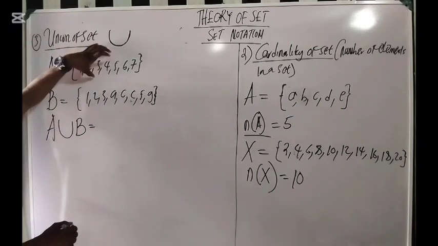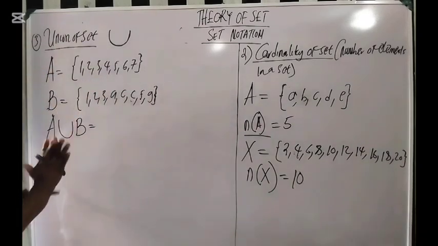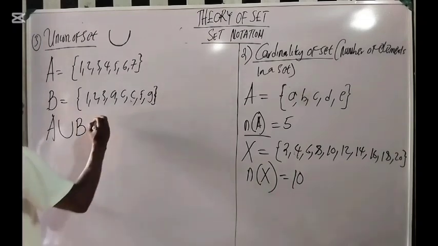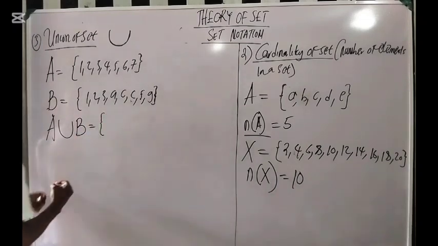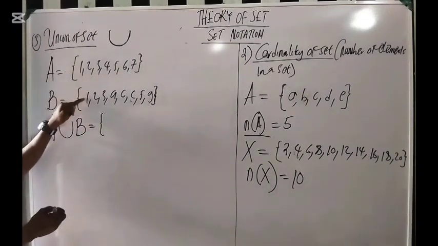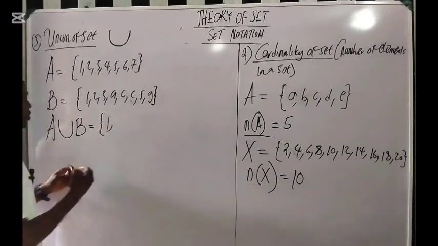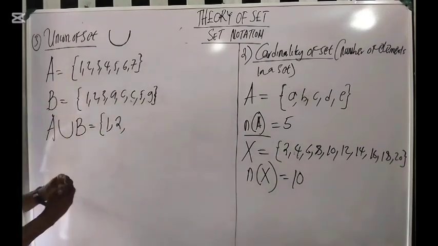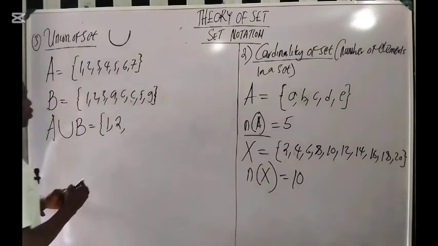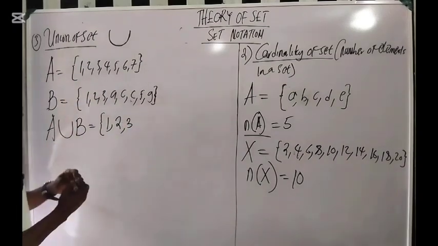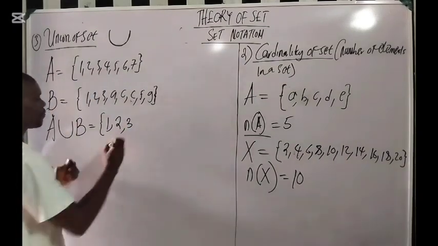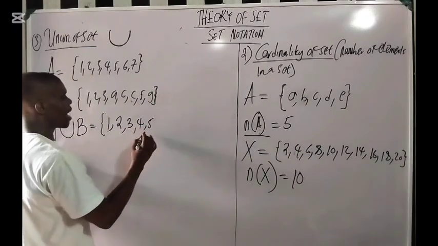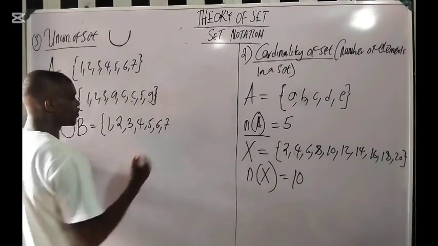We are going to put the members of this one together with the members of this one, but without any repetition. So let's look at it together. 1 is here, 1 is here, so we just pick 1. 2 is here, 2 is here, we pick 2. 3 is here, 3 is here, we pick 3. 4 is here, we have 4. 5 is not here, we have 5. Here we have 6, here we have 7.